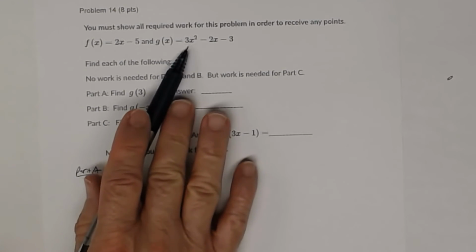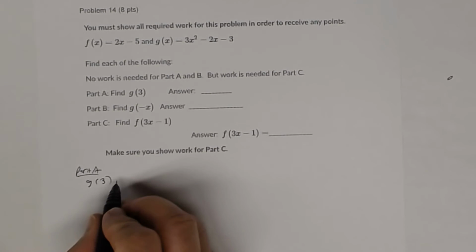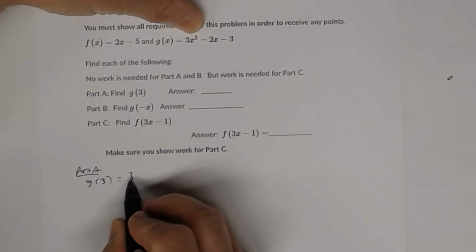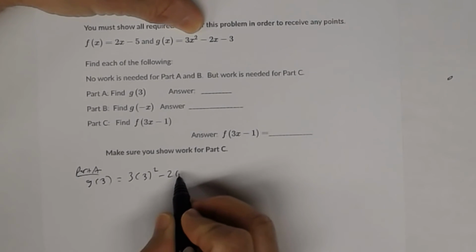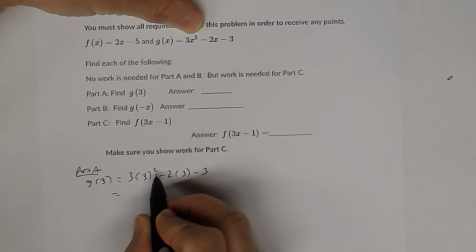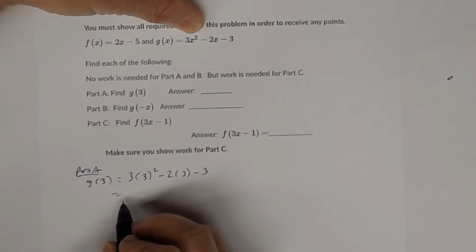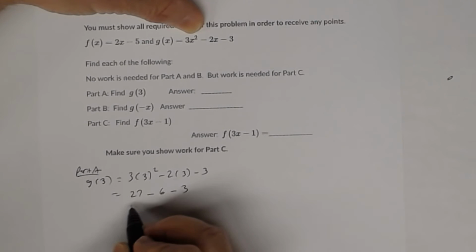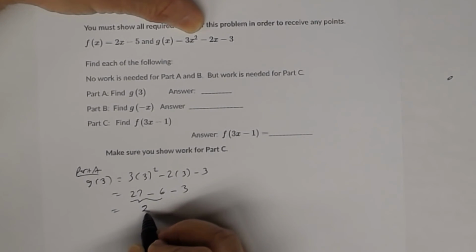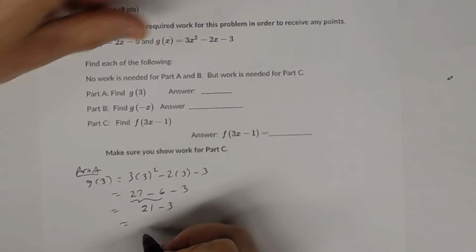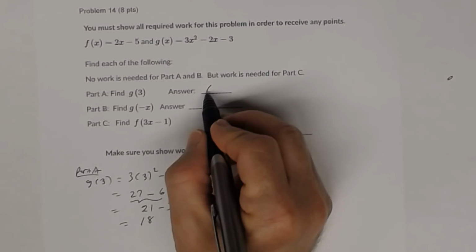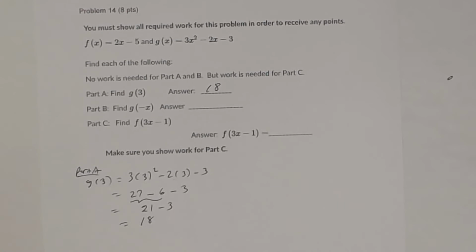So g of x is this quadratic function here. So where we see the variable x, you're going to substitute 3. So I get 3 times 3 squared minus 2 times 3 minus 3. 3 squared is 9. 9 times 3 is 27. 2 times 3 is 6. That's minus 6 minus 3. 27 minus 6 is 21. And 21 subtract 3 is, was that 18? So that one is 18, right?